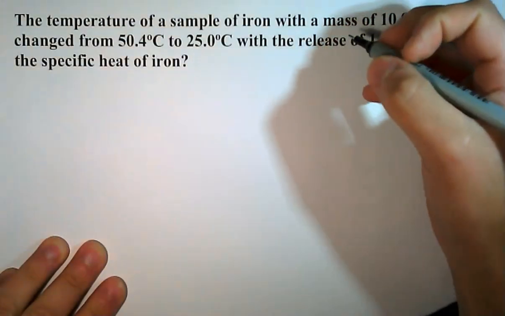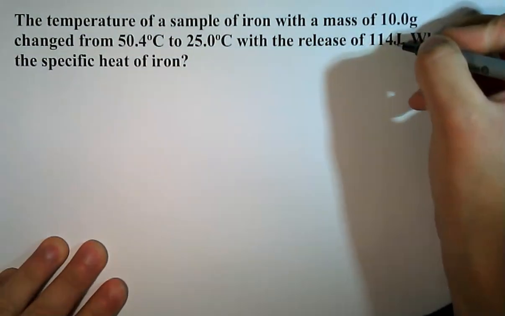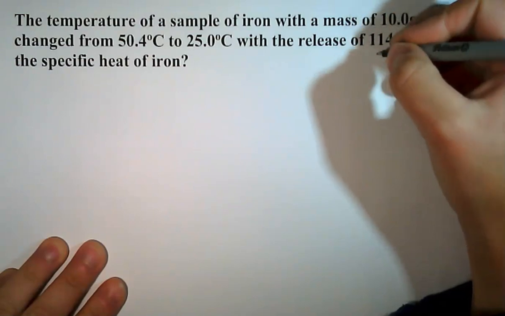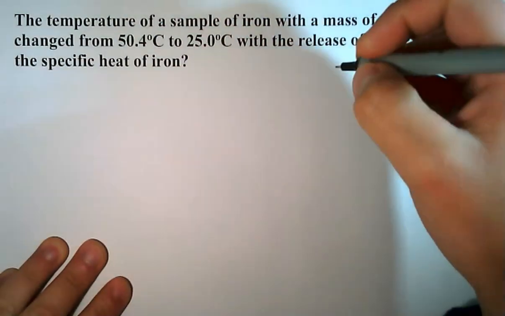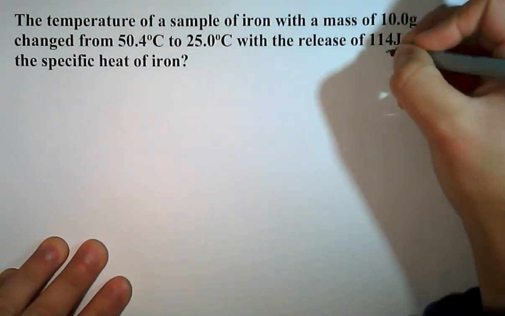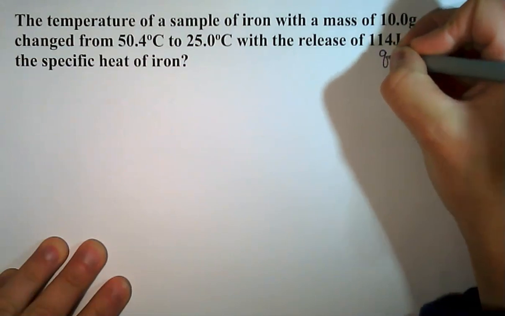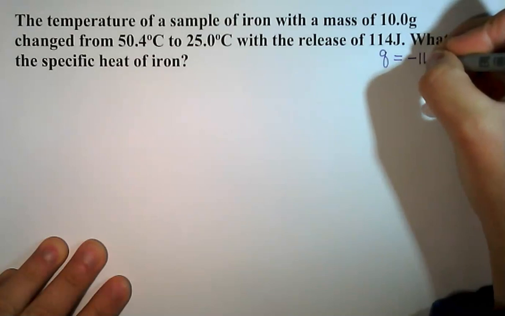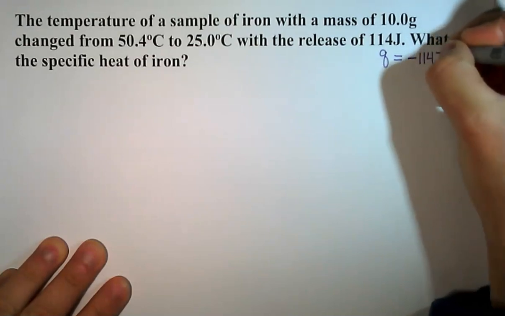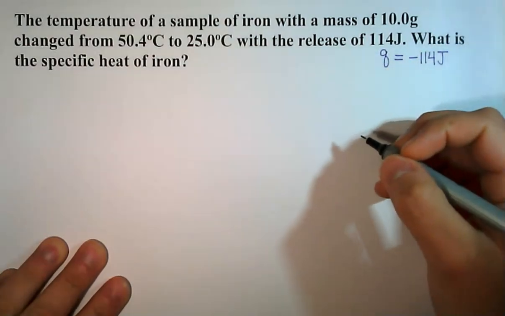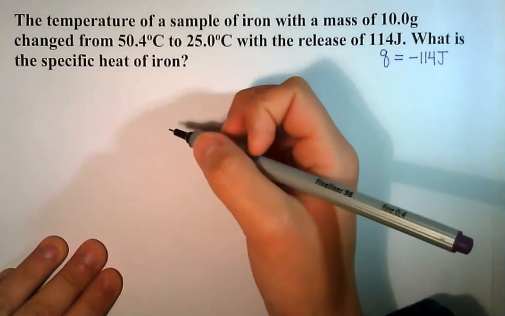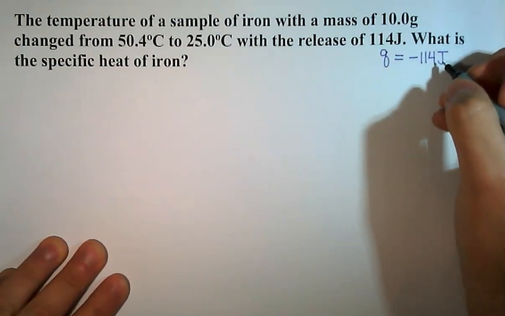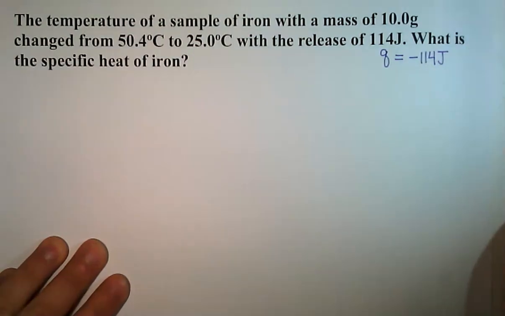So first of all, when it says release of heat, we use a negative sign to indicate the release of heat energy. So this number of joules is of course our value of Q, and that Q is going to equal negative 114 joules because the heat is being released. And so that's the first thing to note here, is that our Q is going to be a negative value when we substitute into our equation.